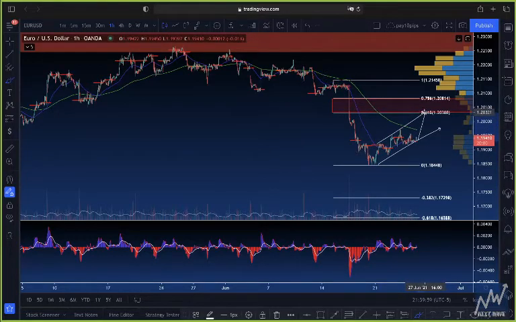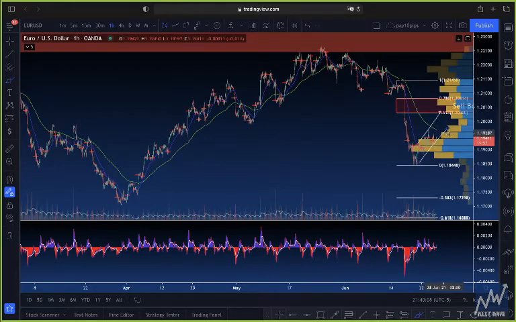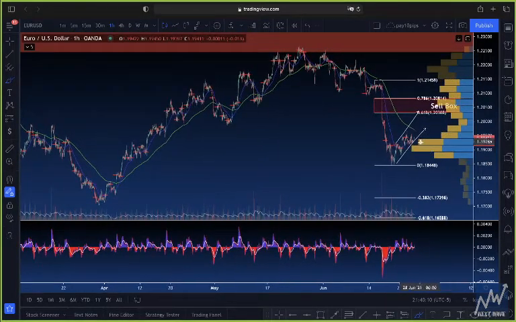I'd like to see it come up in here actually and start to show rejection. It can definitely make its way up into this volume. If I bring more price into it, let's see where the volume goes. And okay, so yeah, we're sitting at some good volume.